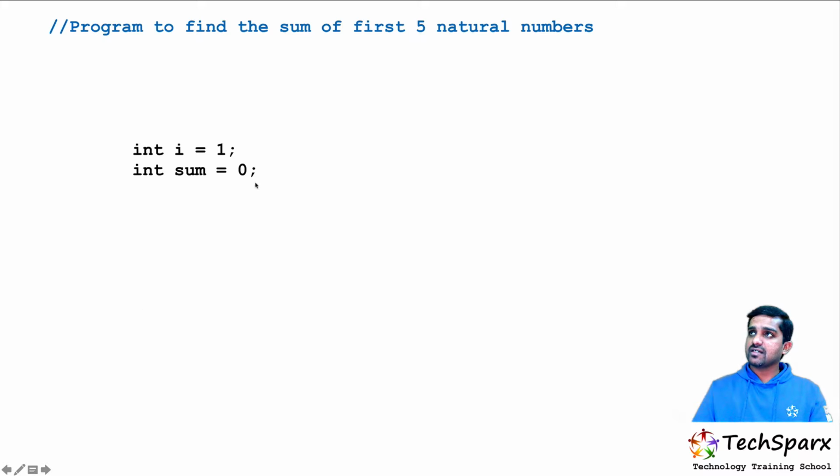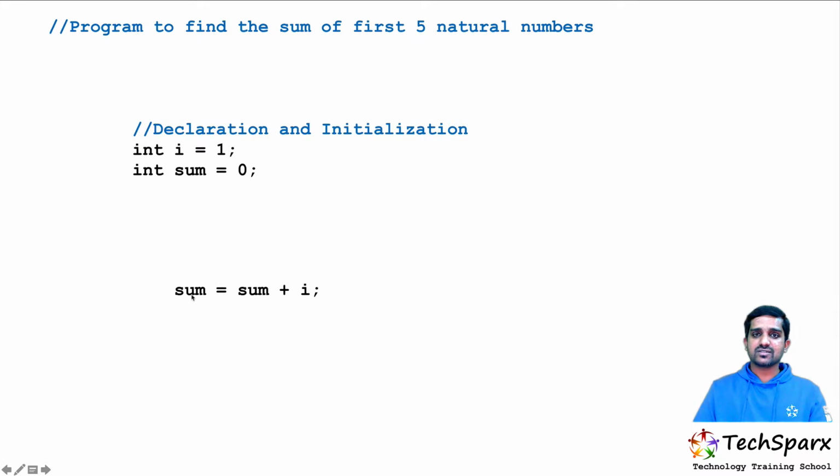Now I have started with 1, but I'll go until 5. But while going, what are you planning to do? I'm planning to add I into the sum bucket. So what I'll do is I'll add it to sum and then assign it to sum. So I'll keep on adding I to sum. So sum is equal to sum plus I, and keep incrementing I so that I becomes 1, 2, 3, 4, 5.